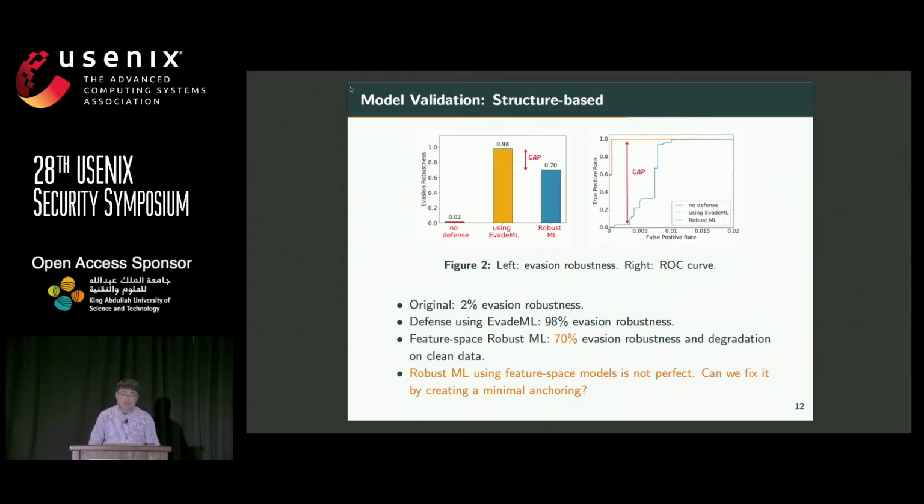And here is the result for structure-based detectors. Just like the content-based detectors, without any defense, the target classifier is very vulnerable, showing only 2% of evasion robustness. And when we use InvadeML to defend, the robustness to InvadeML is about 98%. However, if we defend by using feature space attack models, the evasion robustness decreased from 98% to 70%. And also we observe there is a degradation on clean data. So that means robust machine learning using feature space models is not perfect. Although it can increase the robustness compared to the target classifier, we see some degradation, and also the robustness is not very adequate. So here's the question: can we fix the feature space attack models by using some minimum modification?